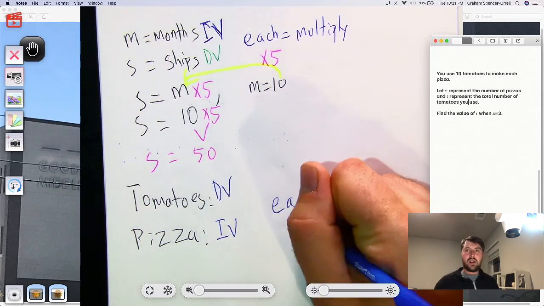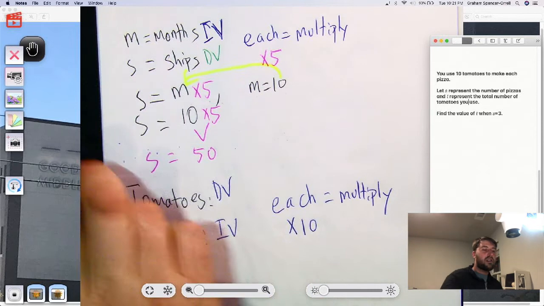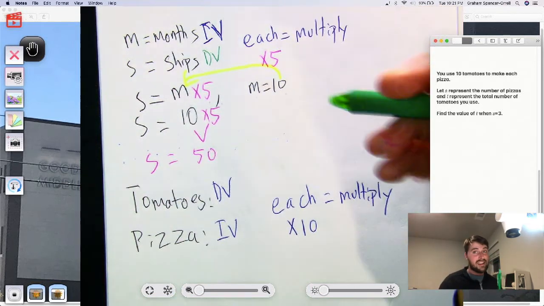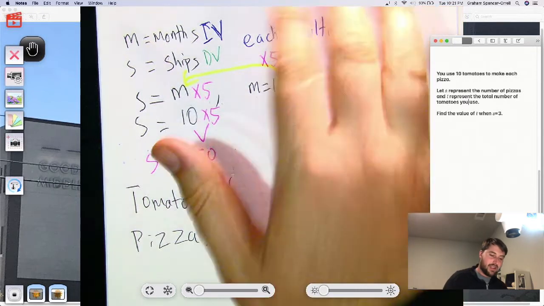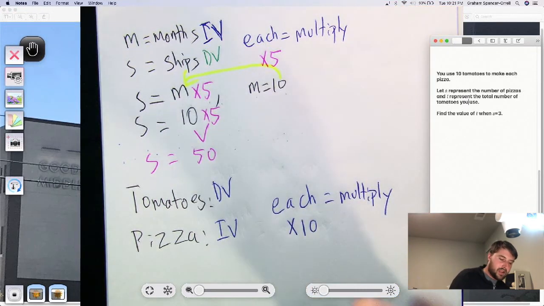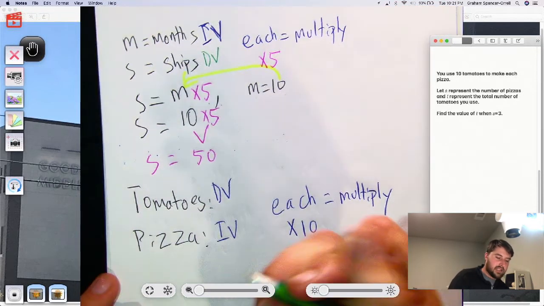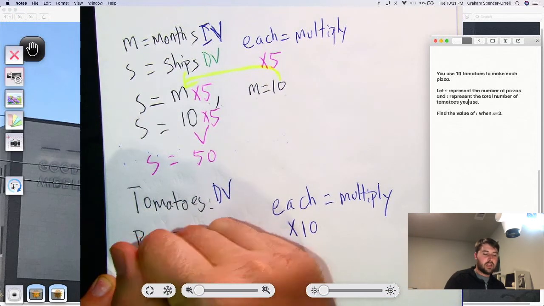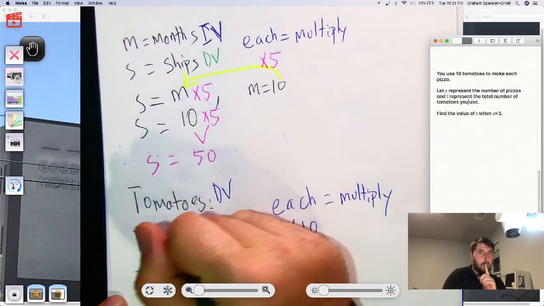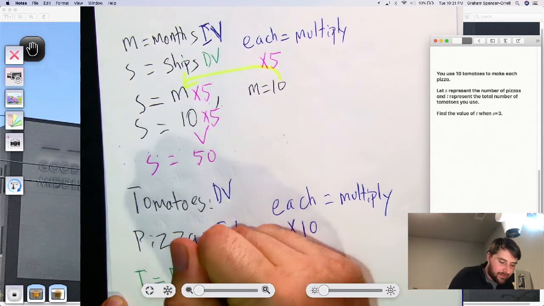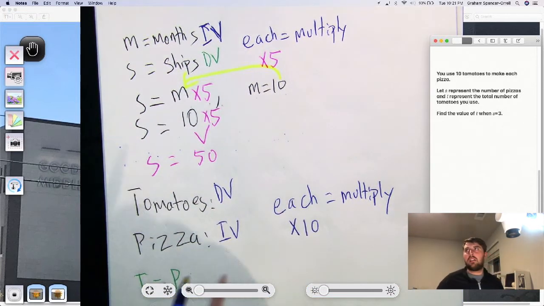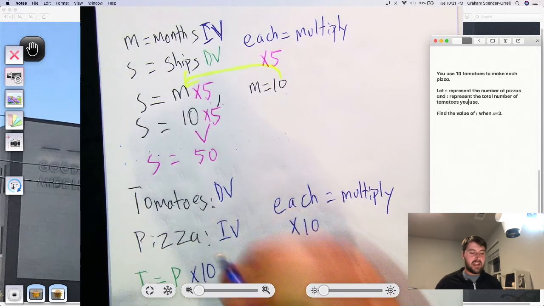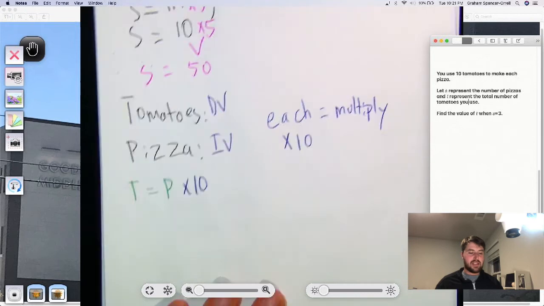And then we're just going to go ahead and write our equation. We want to know how many tomatoes. We want the number of tomatoes is equal to the number of pizzas we make times 10. There we go. That is our equation. The number of tomatoes is equal to the number of pizzas times 10.